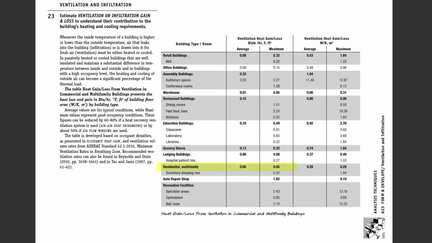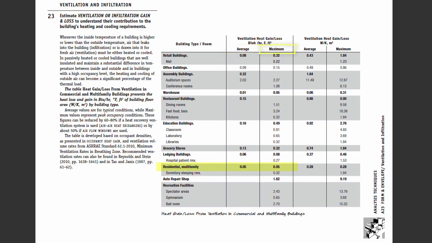So we'll take a look here and we'll use the residential value from this table of 0.5. The units are BTUs per hour per degree Fahrenheit square foot. And it's okay that we're using multifamily here because it's based on how many people are present, so I'm assuming it's a small family. If you're designing for a large family, you could double it. So I'm going to use the average value, which represents the average occupancy condition. The maximum values would be used for peak occupancy.